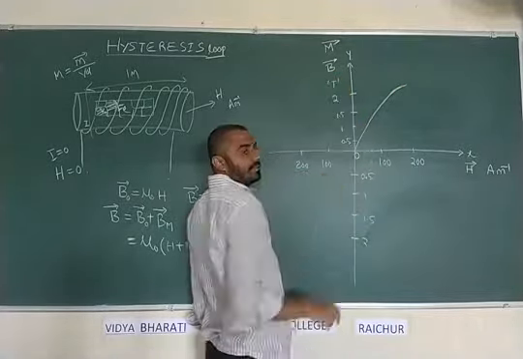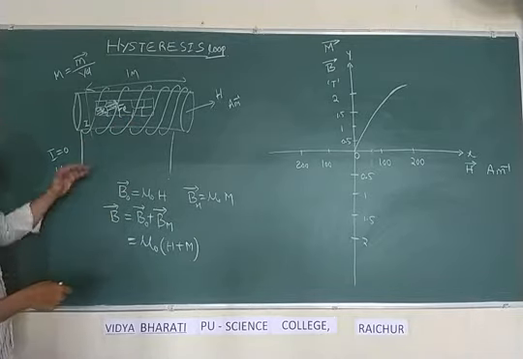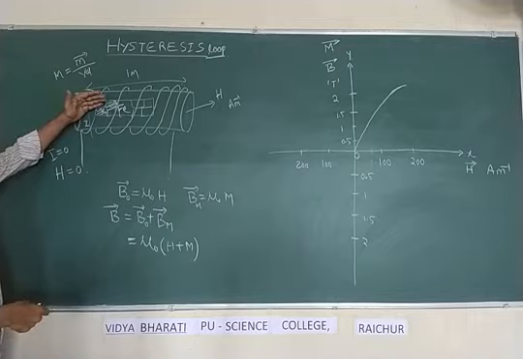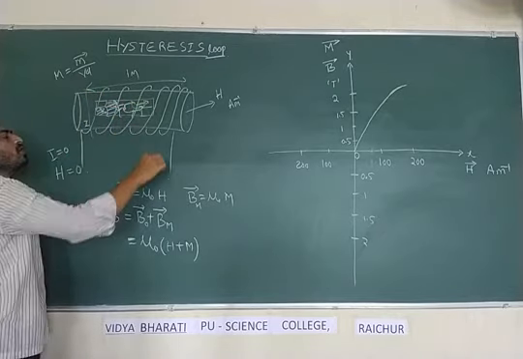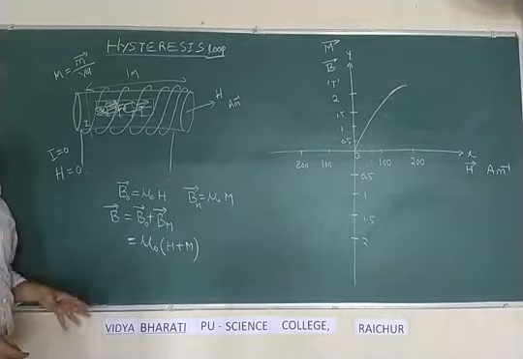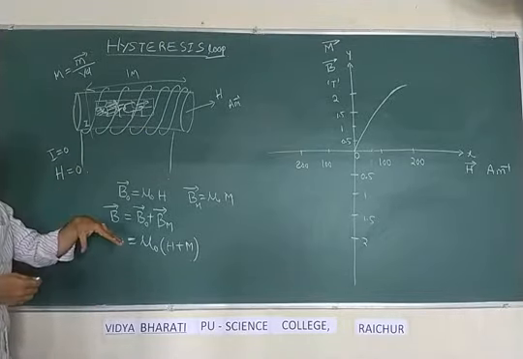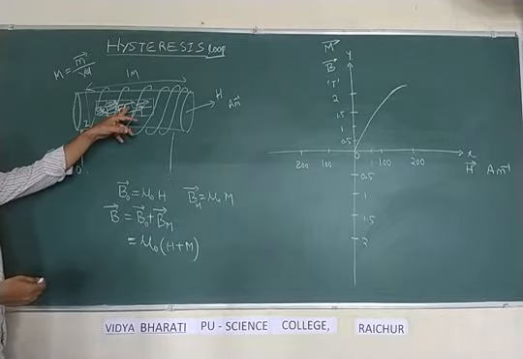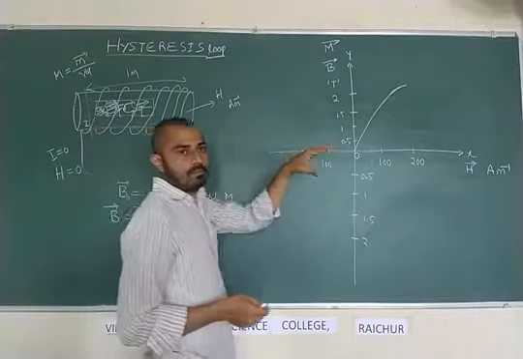Further, if I go on increasing the H, the magnetizing field intensity, there won't be an increase in the B. It means once all the molecules are oriented in one particular direction, if there is no molecule left inside the iron to orient further, if there is no single molecule or atom left to orient inside the material, then it reaches its saturation.